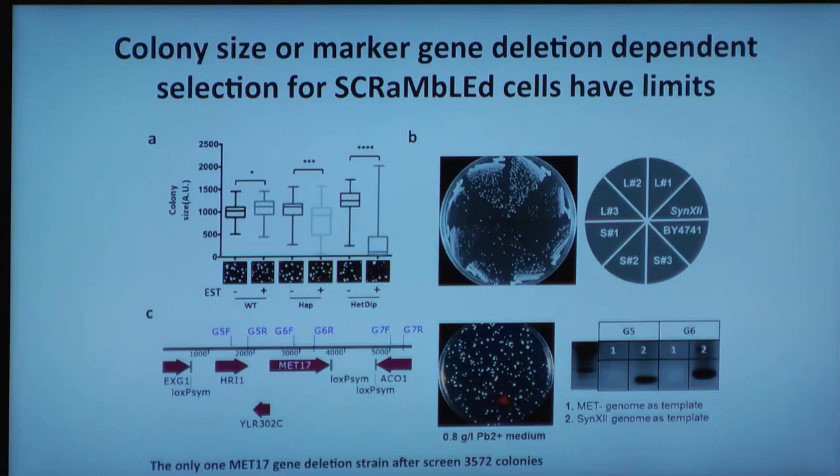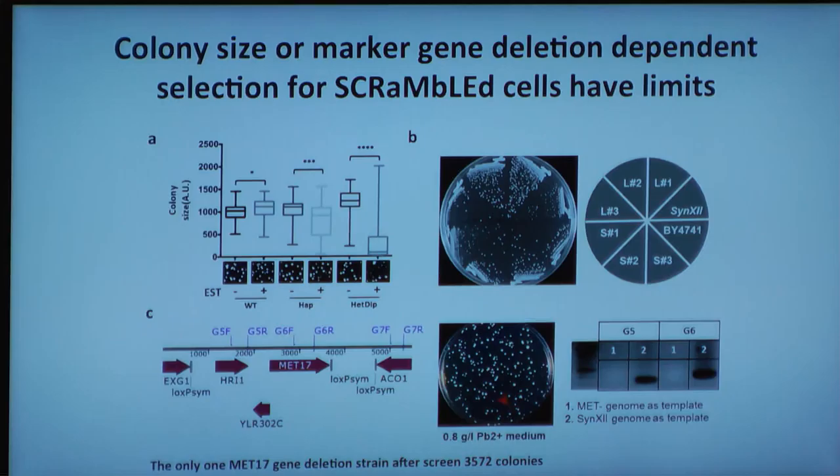In order to select those SCRaMbLEd cells, what we did previously is look for small colonies, which is an indication of the genome getting SCRaMbLEd. However, this selection is not very reliable, because we can select a lot of cells, and most of them seem to just have gross phenotype differences. In addition, what we did previously is look for the loss of specific markers, as shown here. This is the MET17 marker within chromosome 12, and we did a SCRaMbLE and plated the SCRaMbLEd cells on a selecting medium, looking for the loss of the marker. However, the efficiency of getting that gene lost is very low.